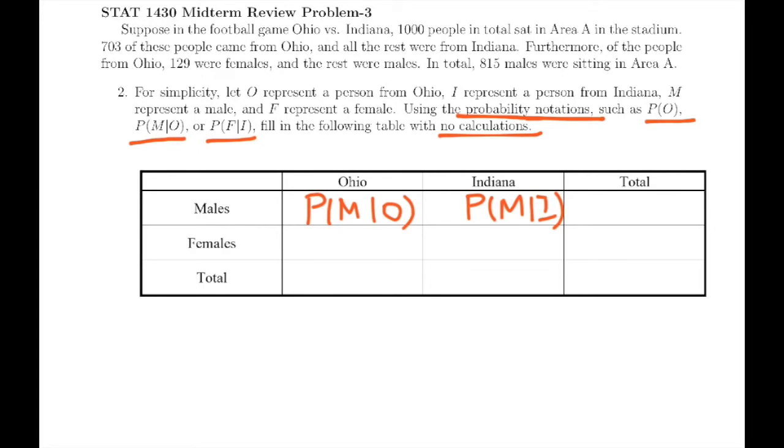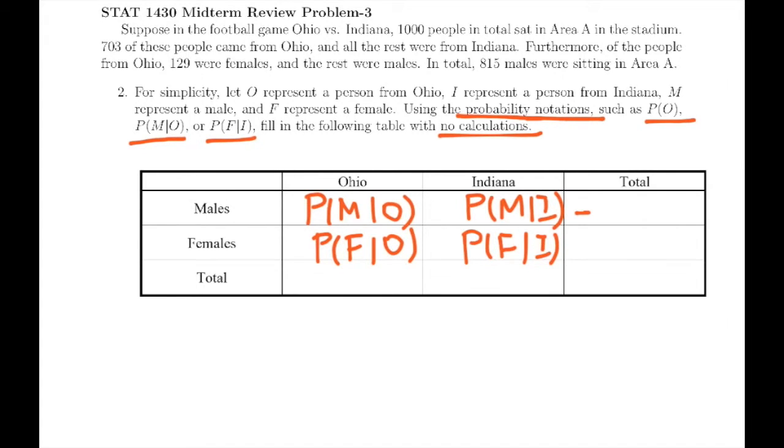And next, we look at this box here. This means the probability of a female given that she's from Ohio. And so we can write it as P(F given O). And for this box here, it is the probability of a female given that she is from Indiana. So this is P(F given I).